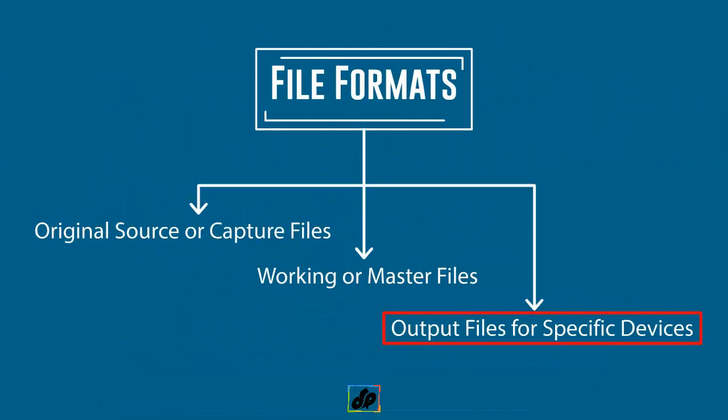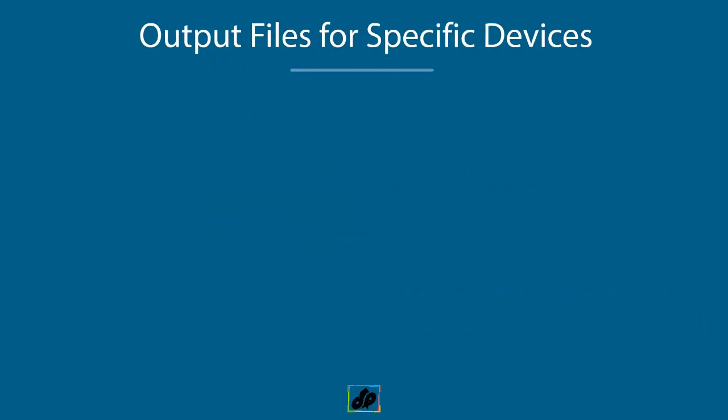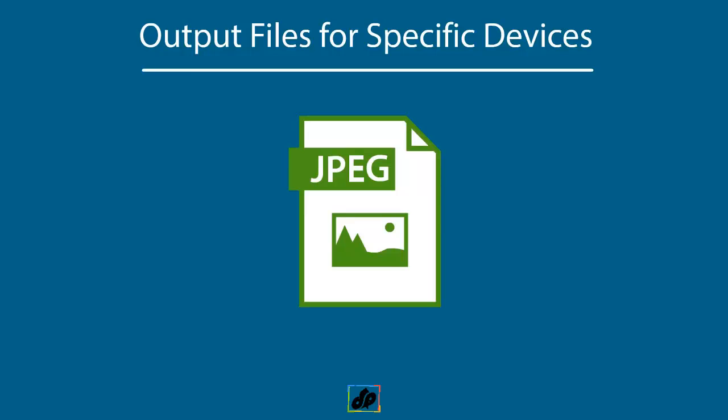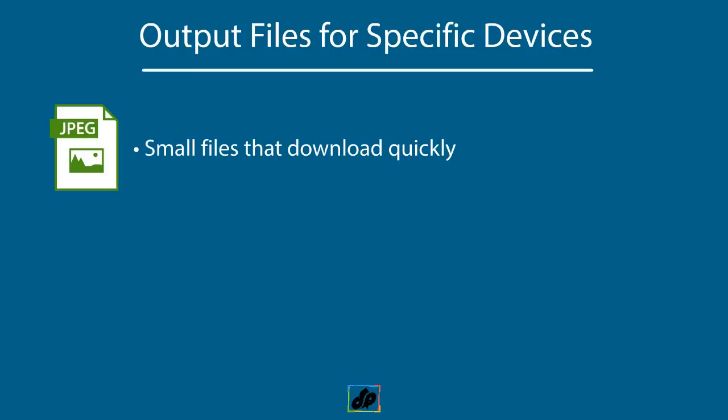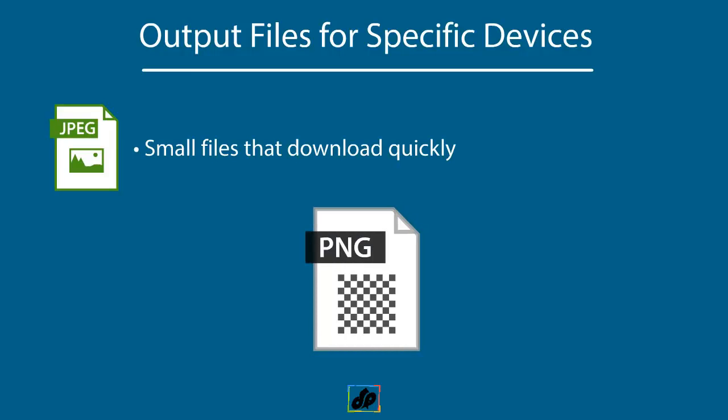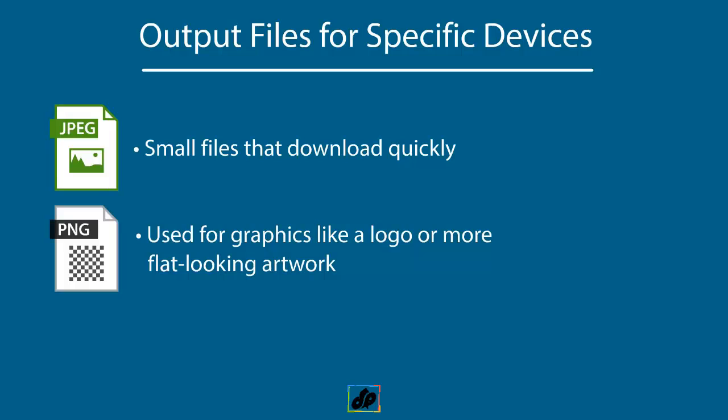The last group of file formats are used when we need to output and share our files for a specific device. These file formats often flatten and compress images, making it easier to upload or transfer files more quickly. Let's learn about them one by one. The JPEG format is again the most common format because of its ability to create small files that download quickly. The PNG file format is commonly used for graphics like a logo or more flat-looking artwork rather than a photograph.